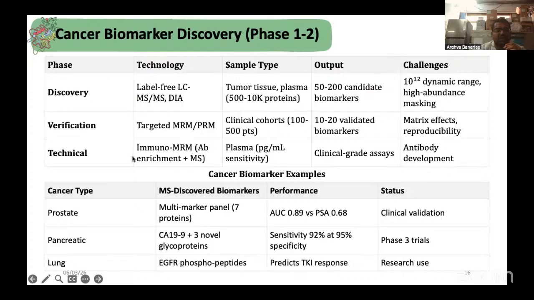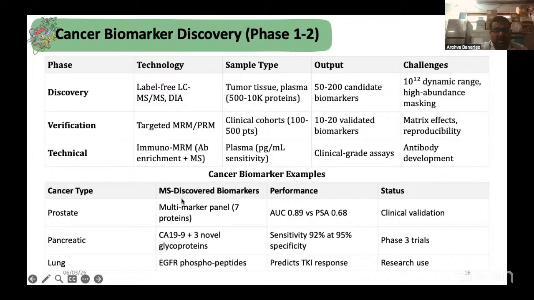In the technical part, immuno-MRM is performed, where antibodies are enriched for that particular tissue sample, and we spike it for sensitivity using plasma. Clinical grade assays are developed, and this can go on to antibody development. So this is the cancer biomarker example.